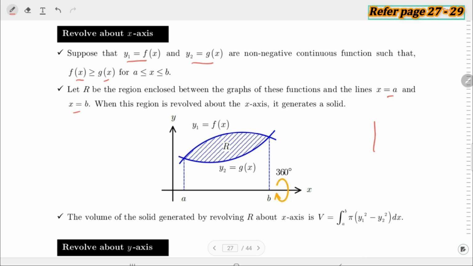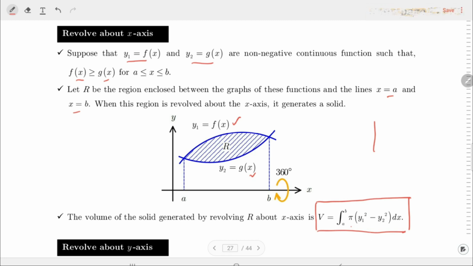Okay, so let's have a look at this graph. On this sketch, there are two functions. This one is the function f(x), and the other one is the function g(x). So to find the volume, we're going to use this formula. V equals the integral from a to b of pi times (y1 squared minus y2 squared), which is f(x) squared minus g(x) squared, and inside the bracket is actually f(x) squared minus g(x) squared.